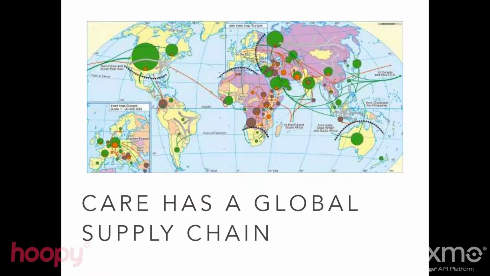Moreover, care has a global supply chain. We have a president who's a hotel man, and who works in hotels? Immigrants. Who works taking care of children? Often immigrants. Economists and sociologists have done in-depth work on migratory patterns that revolve around care.